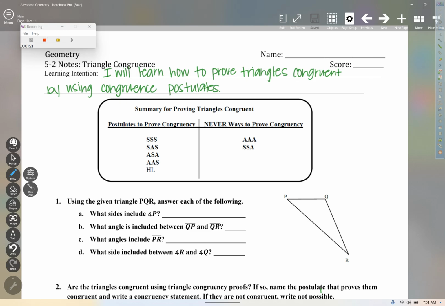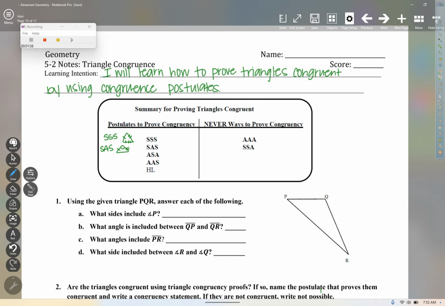So for an example, I'm going to draw a really short clip on each side. So side, side, side would be like all three sides are marked, right? Side, angle, side would be like a side is marked, then an angle is marked, and then the other side is marked. Angle, side, angle would be if an angle is marked and then a side is marked and then the other angle is marked. Angle, angle, side would be if you had an angle marked and then another angle marked and then a side.